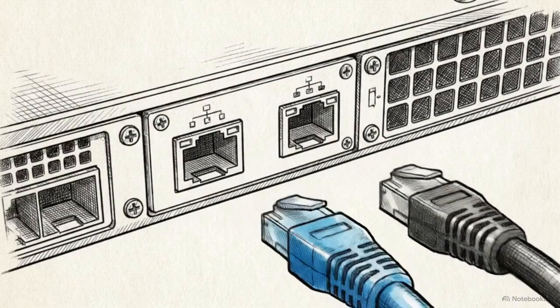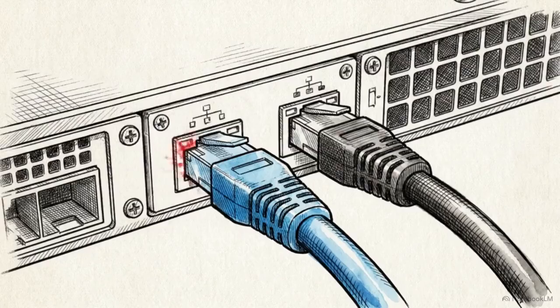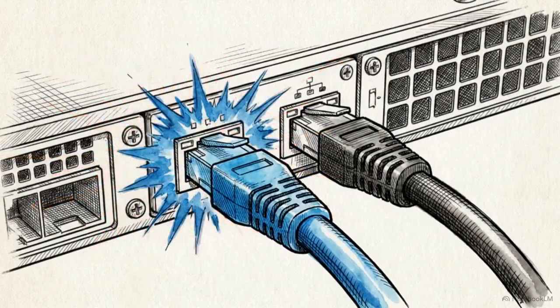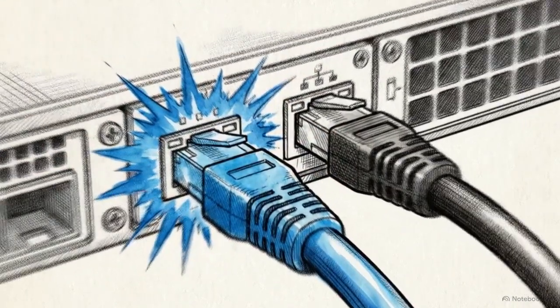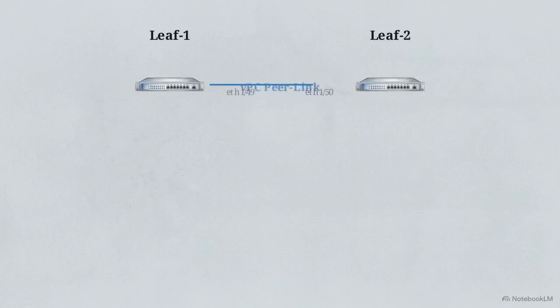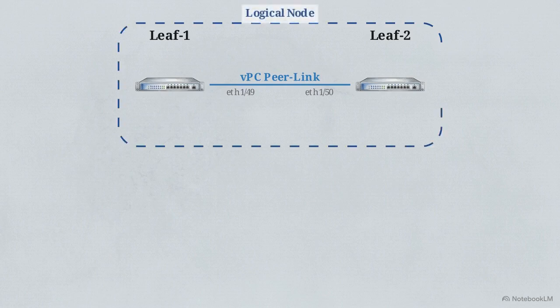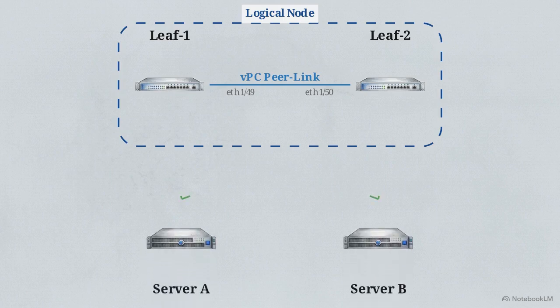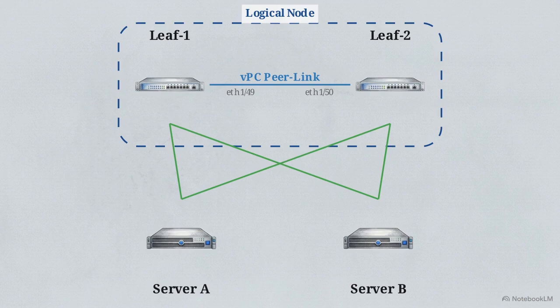Connecting a server to two separate leaf switches for redundancy traditionally triggers spanning tree to shut down one of the links, halving the available bandwidth. We bypass spanning tree using a virtual port channel. Configuring a peer link between ETH1/49 and ETH1/50 binds leaf 1 and leaf 2 into a single logical node. Servers perceive them as one unified switch, allowing redundant active-active trunk links down to Server A and B.